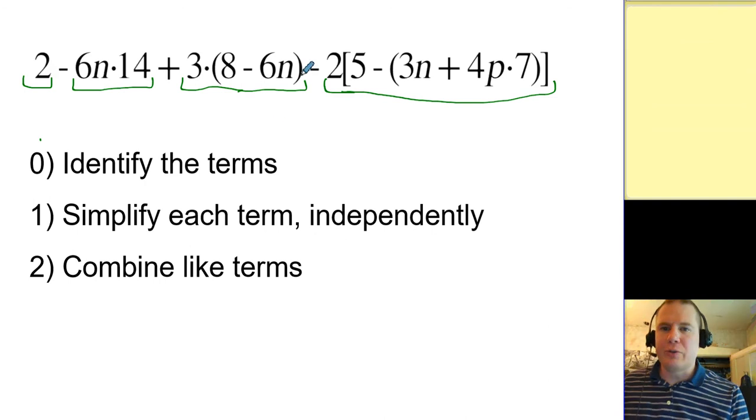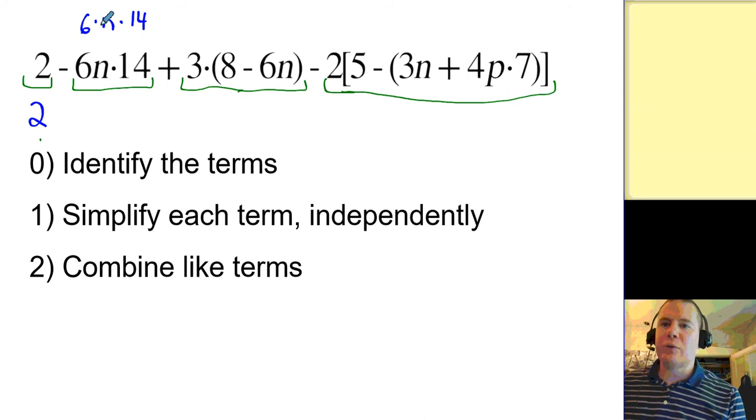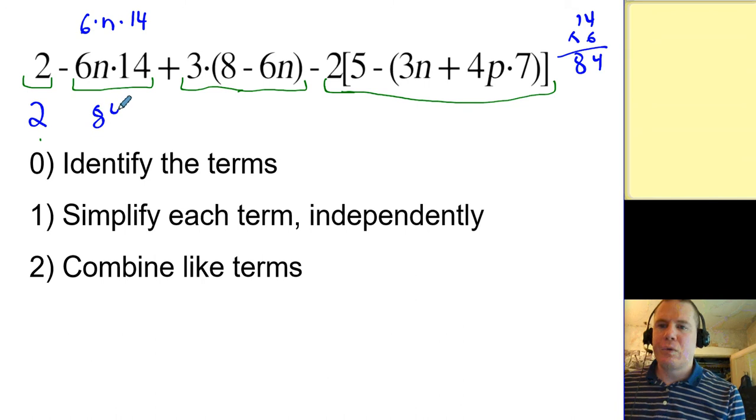Now, I wasn't scribbling this out. This is part of my problem, so I can identify each term and simplify it. So 2 is 2. That's easy. 6n times 14. Well, 6n means 6 times n times 14. I can use the associative property. 6 times 14, I hope you remember this from last time, it's 84, is being multiplied by n. Right, that's just associative property.